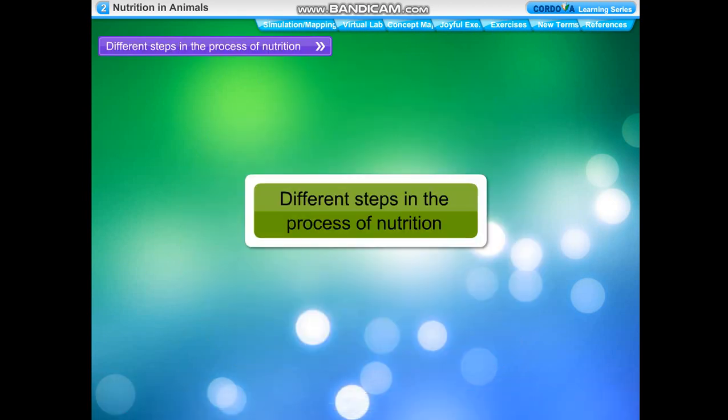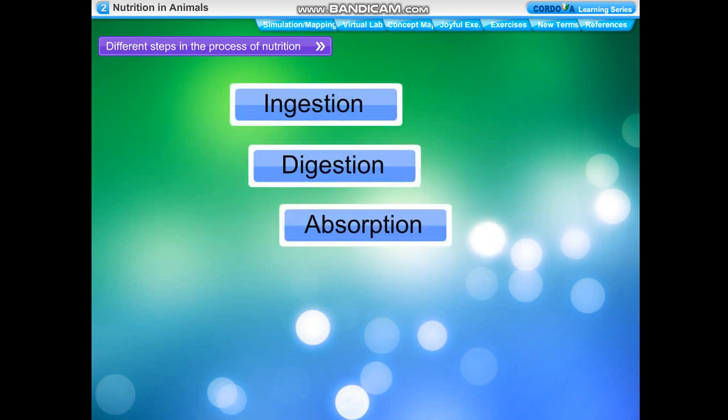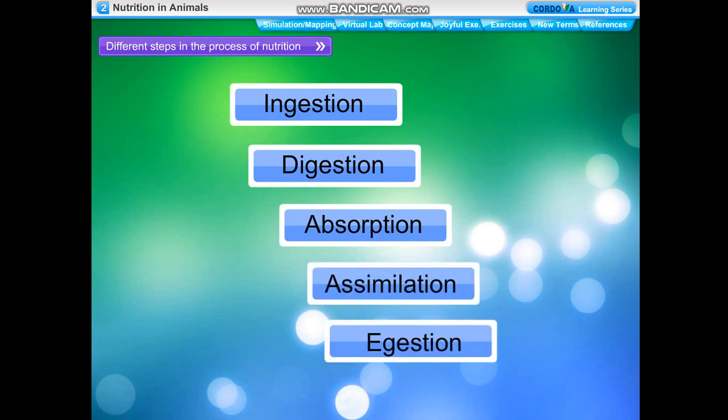Different steps in the process of nutrition. There are 5 main steps in the process of nutrition in animals. These are ingestion, digestion, absorption, assimilation, and egestion.